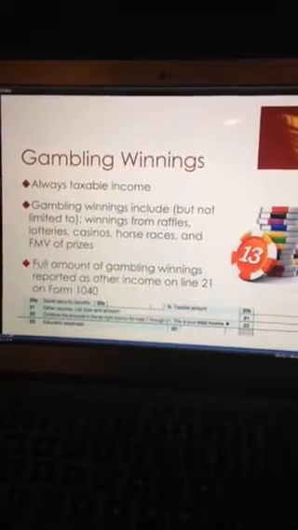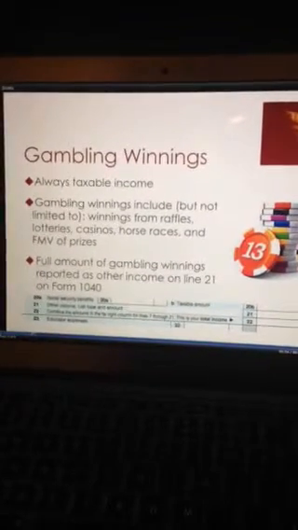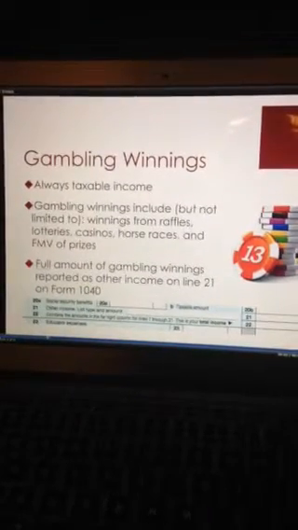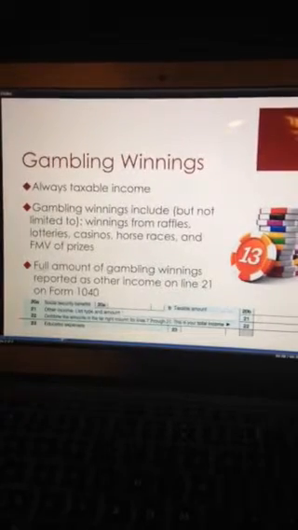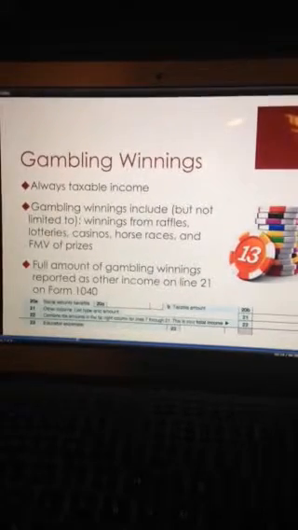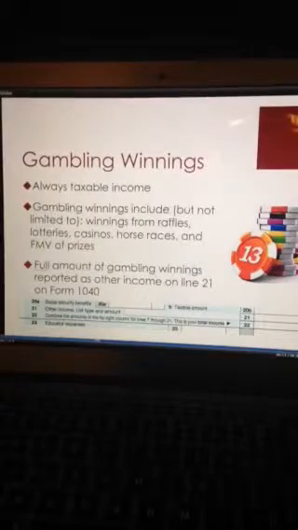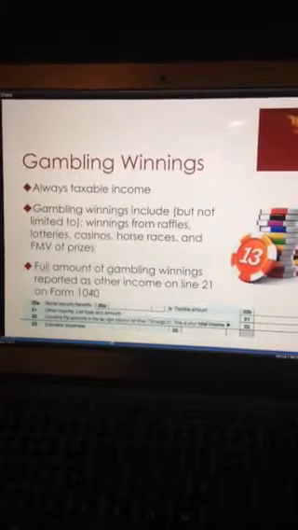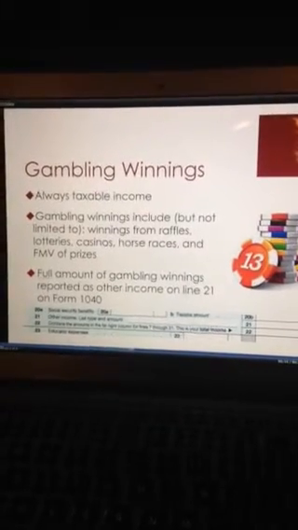First, I will talk about gambling winnings. Gambling winnings are always taxable income. They include but are not limited to winnings from raffles, lotteries, casinos, horse and dog races, card games, and the fair market value of prizes.